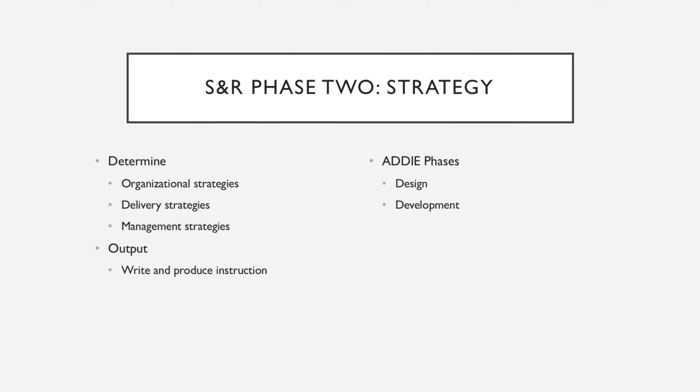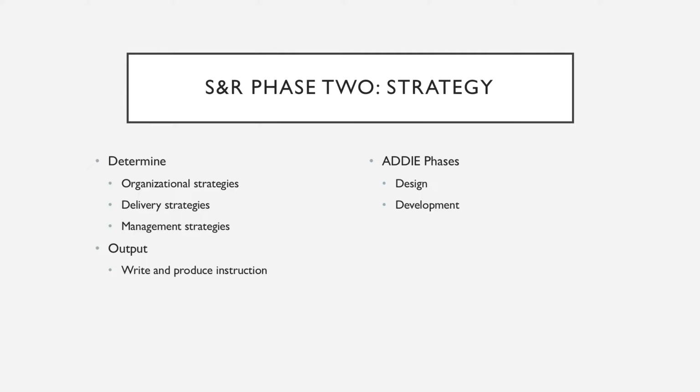Phase 2 of the Smith and Reagan instructional design model is strategy. The designers determine organizational strategy, delivery strategy, and management strategy. They then write and produce instruction based upon those determinations. This is more design and development in ADDIE terms, which means they're deciding on the structure of the content and actually producing that content. Let's define some of these terms on the left.